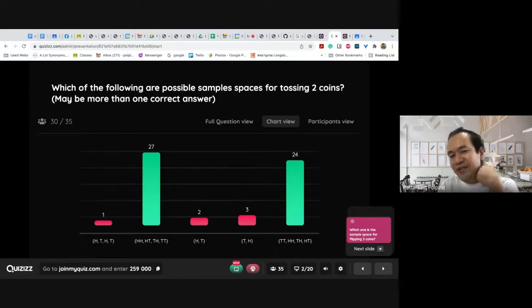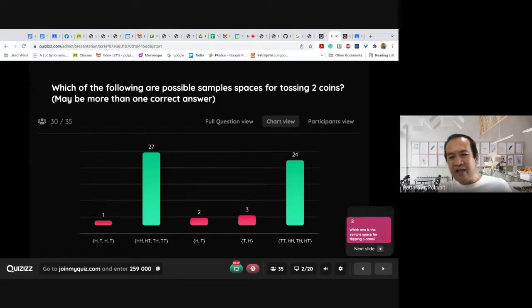This one is actually in the slide earlier. I give you a hint that there may be more than one correct answer. So basically two coins, right? You have one coin and then the second coin. If you have H as the head, T as the tail, you have HH. That's probably the original answer.